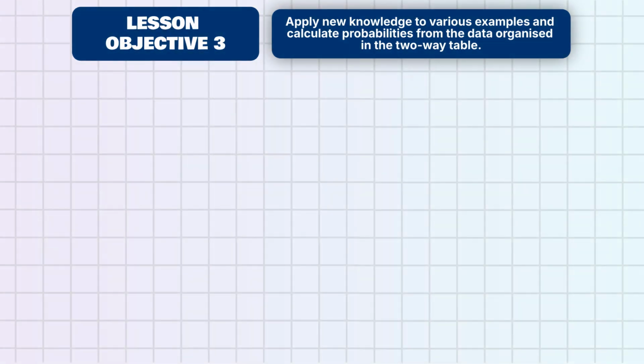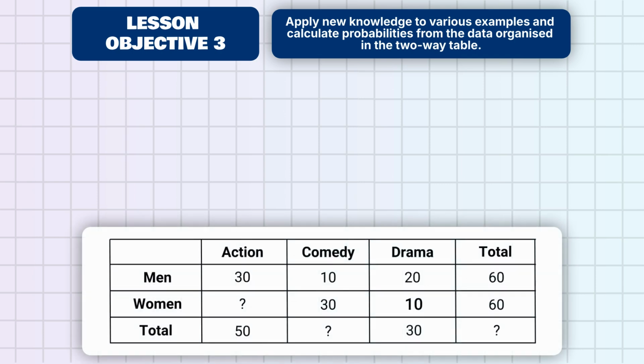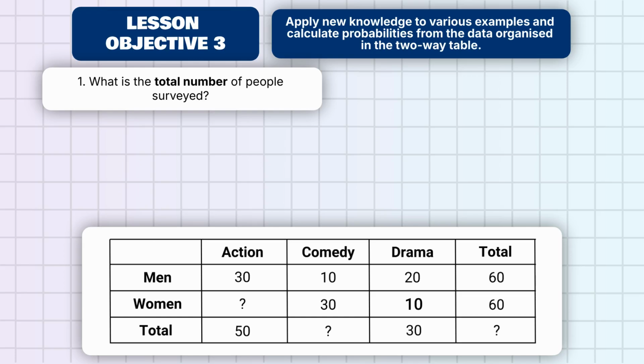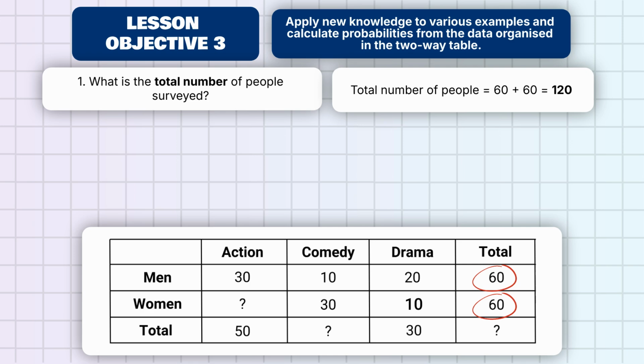Now let's move on to a slightly more complex example using another two-way table. This time, we'll look at the preferences of a group of people for different types of movies. Here's the table. Question 1. What is the total number of people surveyed? To find the total number surveyed, we need to add up the number of men and women. The total number of people is 60 plus 60, which equals 120. You can fill the gap in the table with this result.